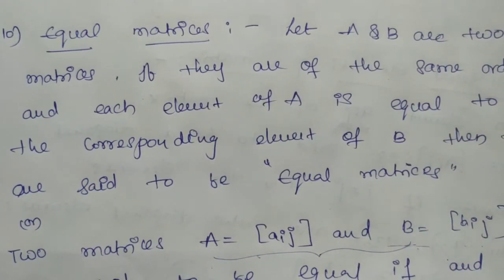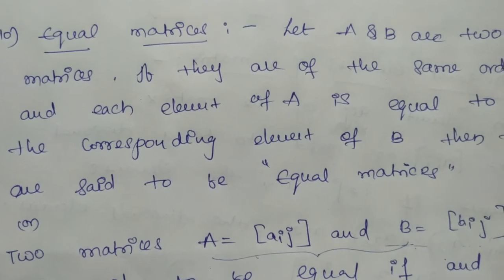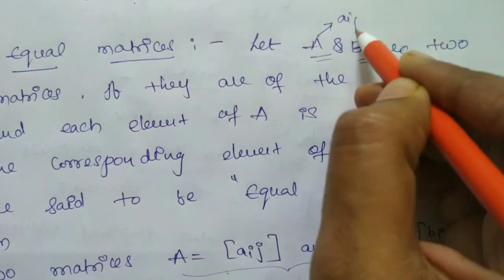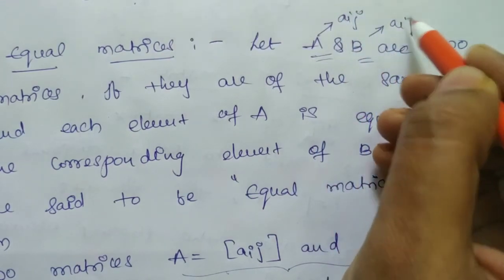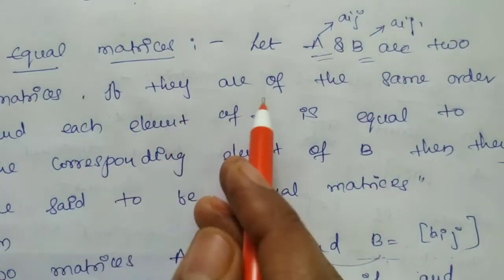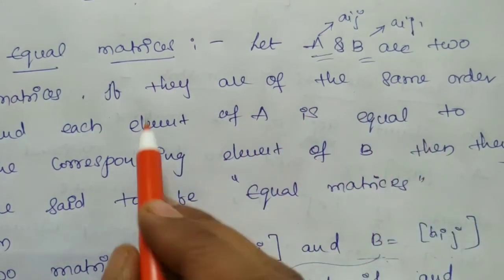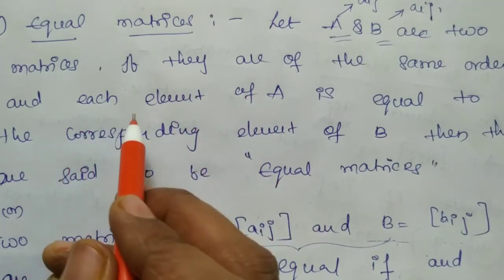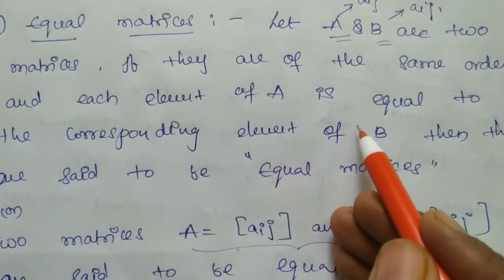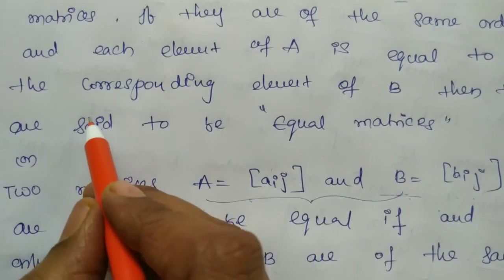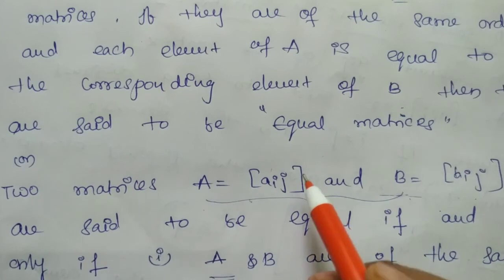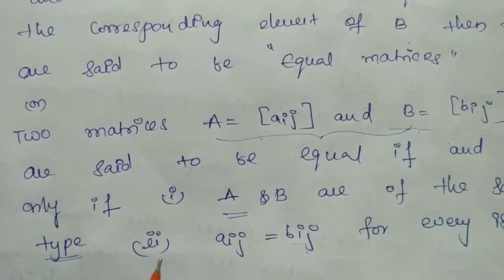Next one, equal matrices, that is equality of two matrices. So let us take two matrices, A and B. A matrix, that is Aij, and B matrix is also Aij. The two matrices are said to be equal if they are of the same order and each element of A is equal to the corresponding element of B. Then those matrices are said to be equal.